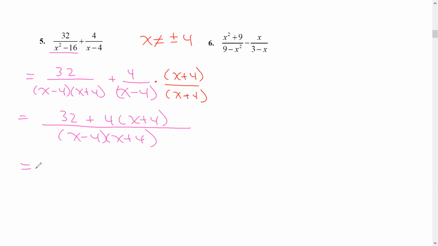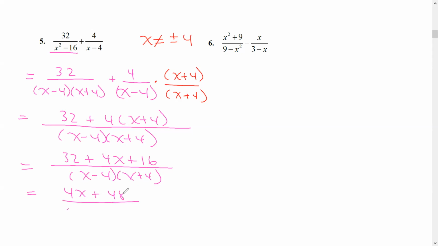And I simplify my numerator. Don't touch my denominator. I simplify my numerator, hoping for something to maybe factor or simplify at the end. So I get here 4x plus 48 over x minus 4, x plus 4. So now I say to myself, is there anything I can factor in the numerator? Yeah, look at that. There's a 4 right there that can factor. So I'm just gonna go sideways because I'm out of room here.